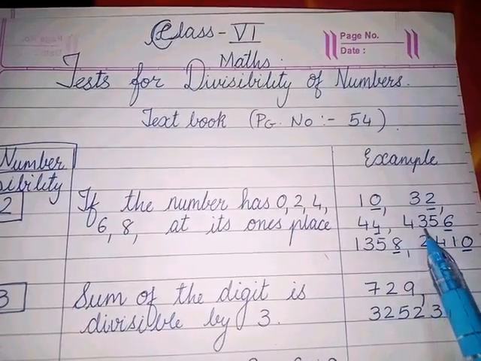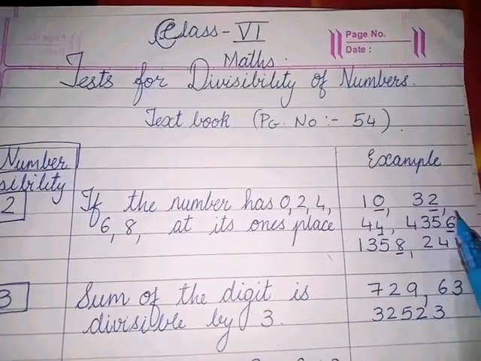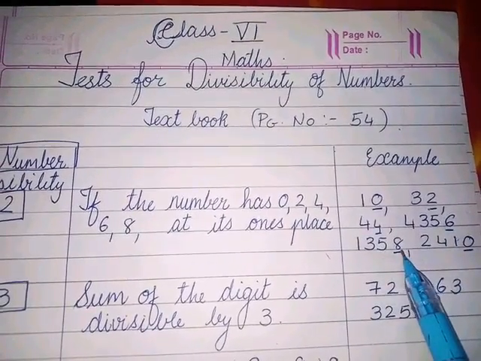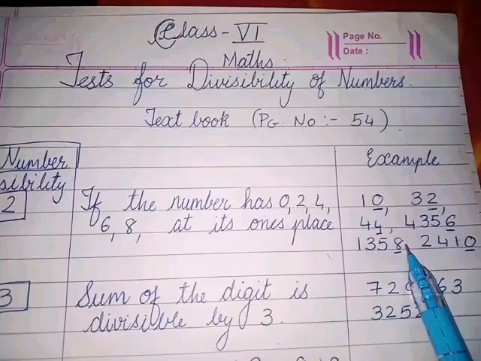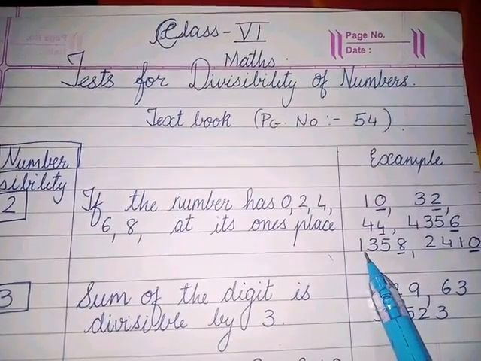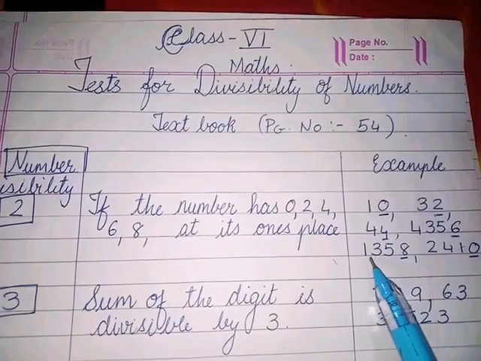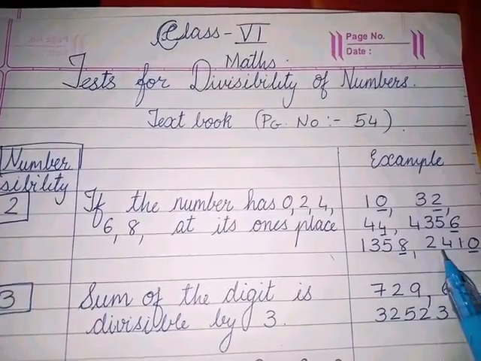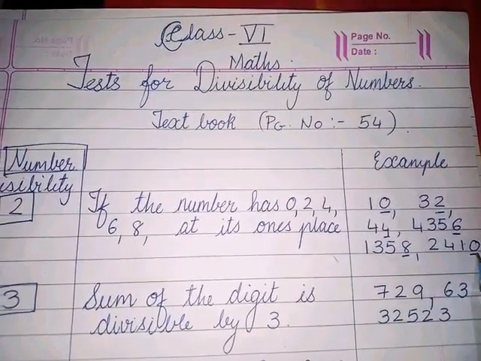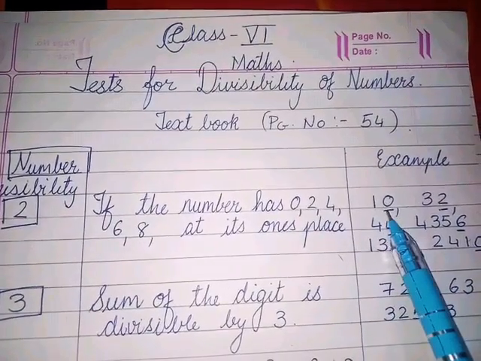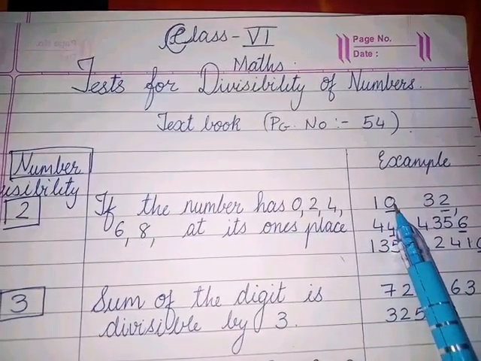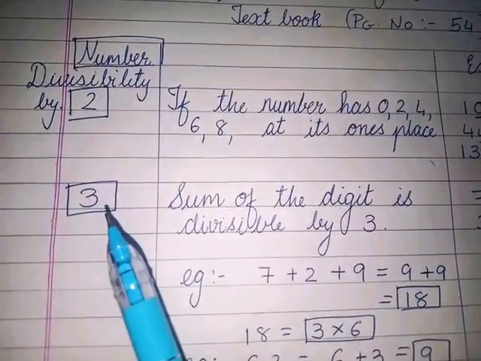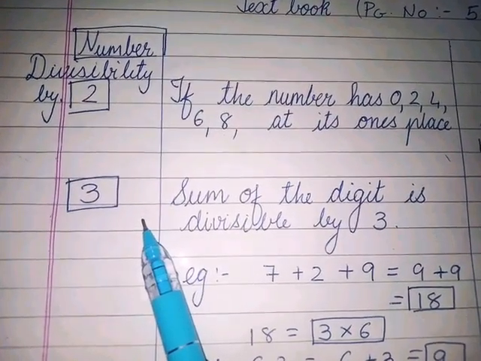Then we can say that 4356 is divisible by 2, or we can divide this number by 2. If the number has 8 at the ones place, then also we can say that this number is divisible by 2, so 1358 is divisible by 2. Here it is 0, so we can say that 2410 is divisible by 2. So this is easy. By just seeing the number at the ones place, we can say that the number is divisible by 2.